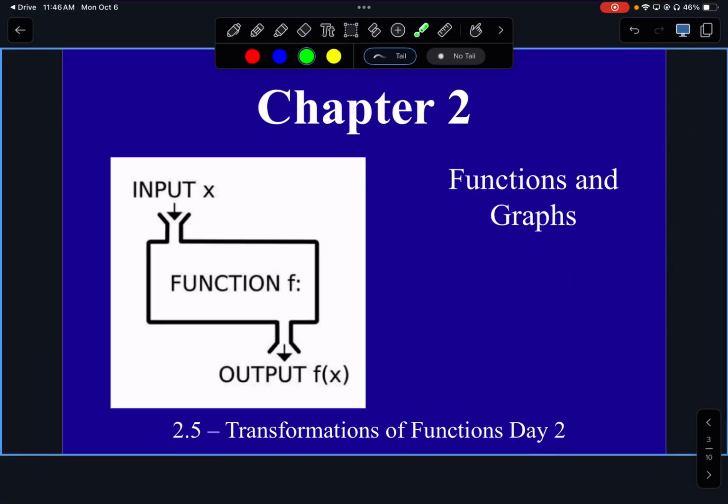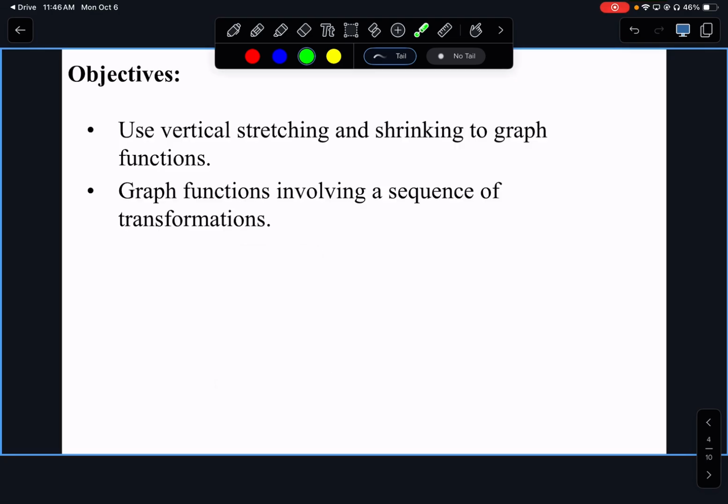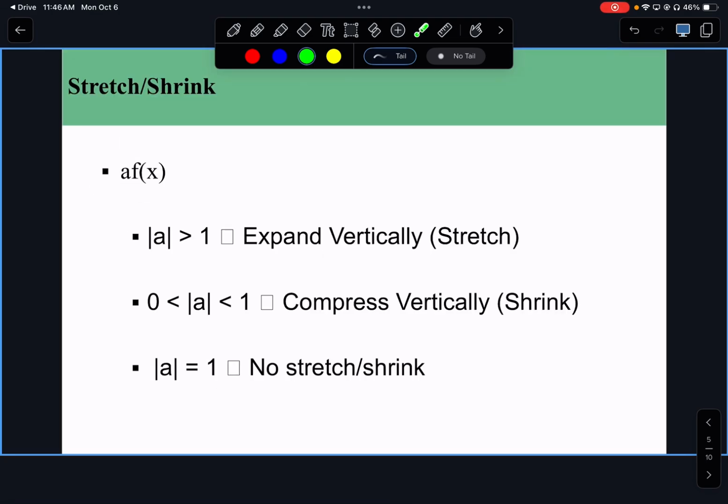Okay, so building on the transformations that we did on Friday, we're going to be working with more of those functions. We're going to be talking about shifting left and right, and vertical stretch and compression. Those are the things we're going to be working through today, all right?